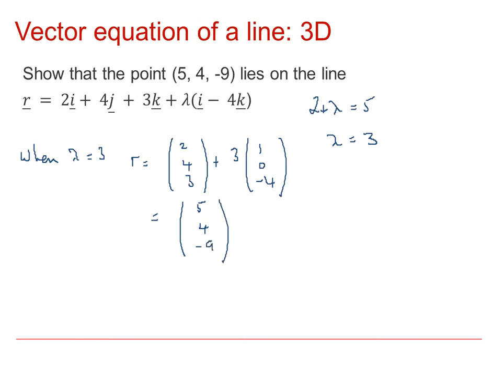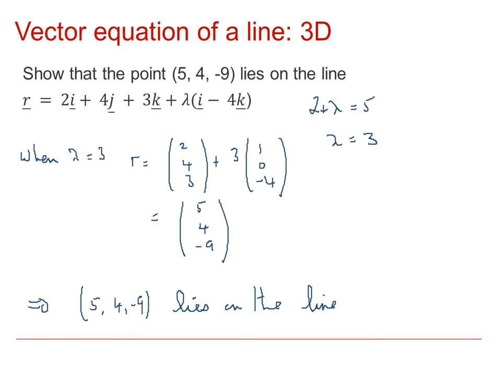So indeed the point that we want, 5, 4, negative 9, lies on the line. It's important that you check for all the coordinates and you don't simply say, oh, lambda equals 3, because that gives us the correct x coordinate.